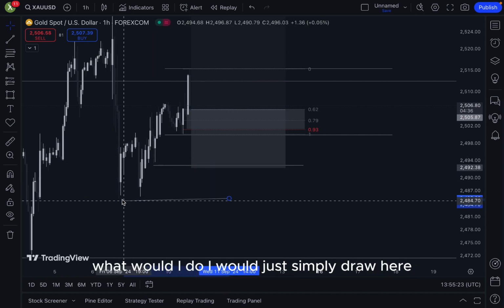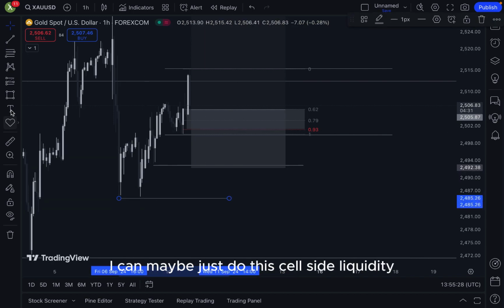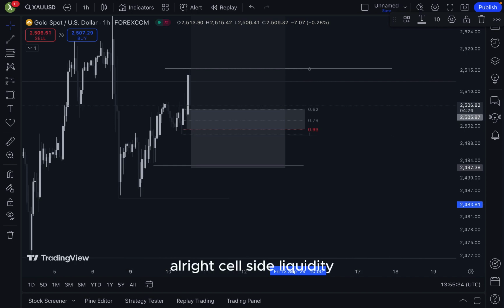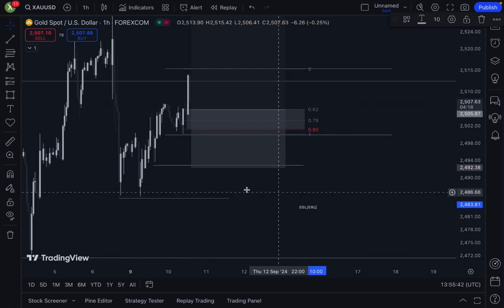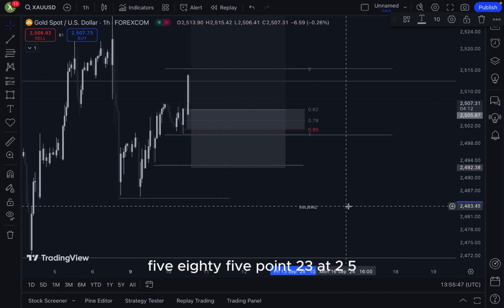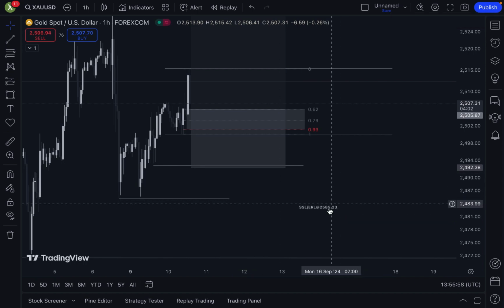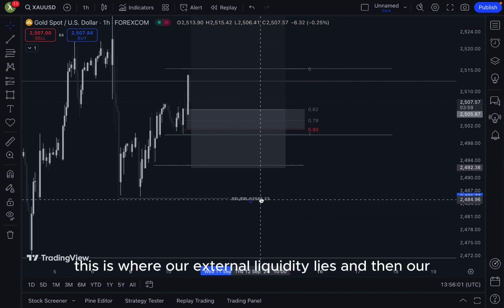I would just simply draw here. This would be external liquidity right here. I can maybe just do this, sell side liquidity. All right, sell side liquidity, or ERL, external liquidity. External liquidity is at 2585.23. All right, this is where our external liquidity lies.